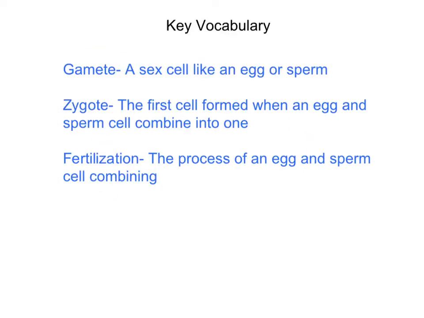The key vocab for fertilization is a gamete, which is a sex cell like an egg or sperm; a zygote, which is the first cell formed when an egg and sperm cell combine into one; and then the process of fertilization itself, which is just the process of an egg and sperm cell combining.